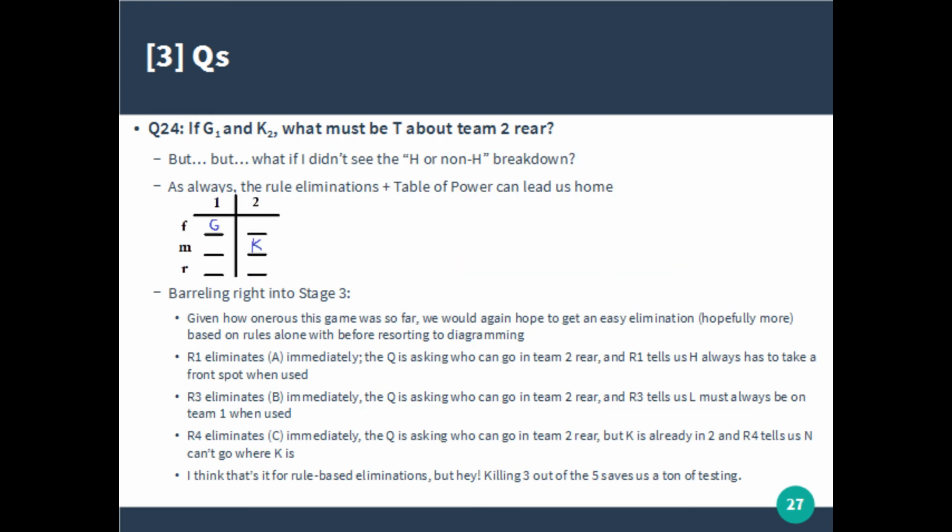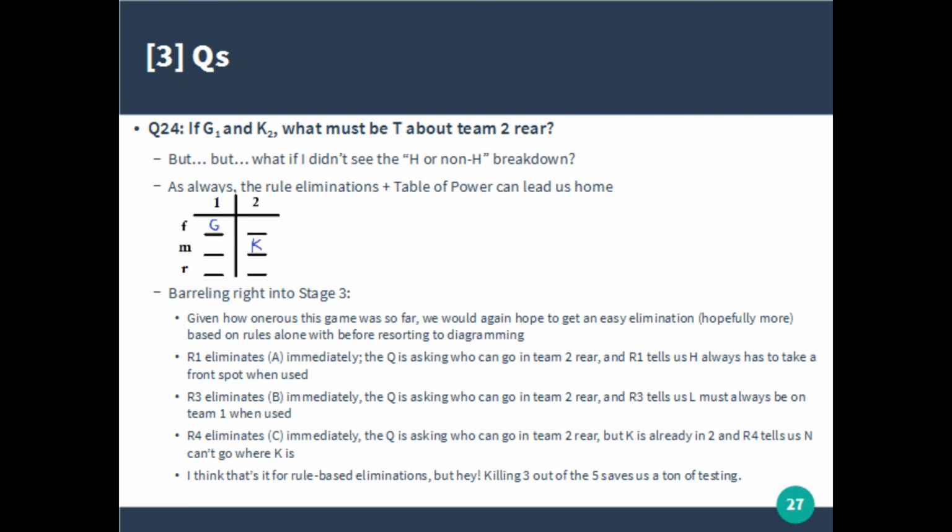So a concern that I know a lot of students have with this kind of procedure is, what if you didn't see the H or non-H breakdown? Because again, that came from my personal sort of PTSD allergy to having run so many times in that same scenario where it really sucked to not have Q in team 1's middle position. And that really restricted us from using H on team 2, and I saw in all of our previous work that was an important thing. But what if you ran into that, but you just weren't able to take that with you into question 24?